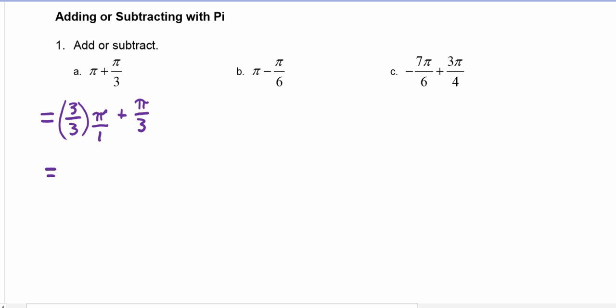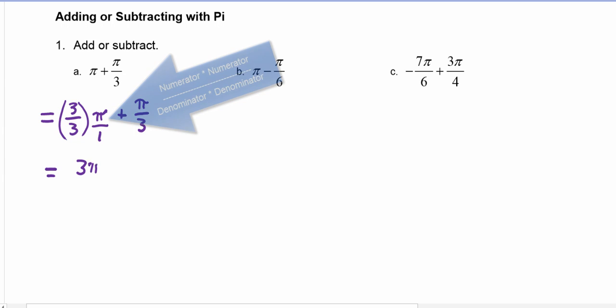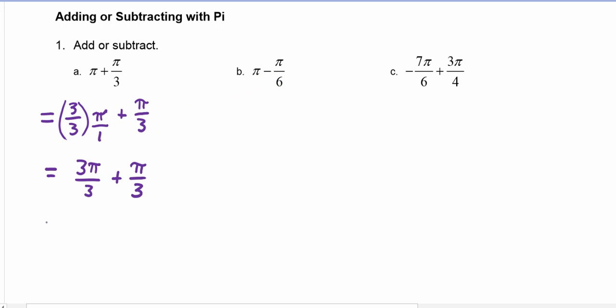So this becomes 3 pi over 3 plus pi over 3. Since they have the same denominator, we can write them as one fraction, 3 pi plus pi over 3. So this becomes 4 pi over 3. And that's our final answer.